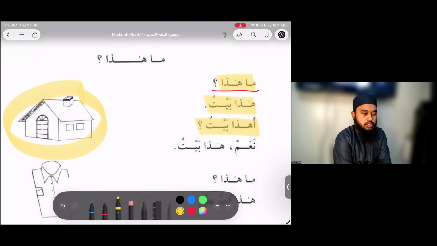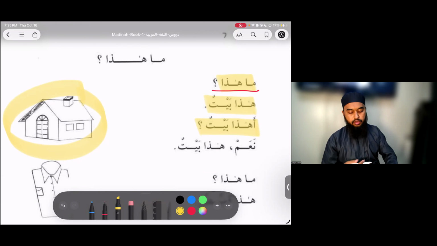You go outside and you see, subhanAllah, so many churches are turning into masajid. Someone asks you, ahadihi kanisa? Is this a church? You're like, la, hada masjid. This is a masjid. So, ahada means is this.